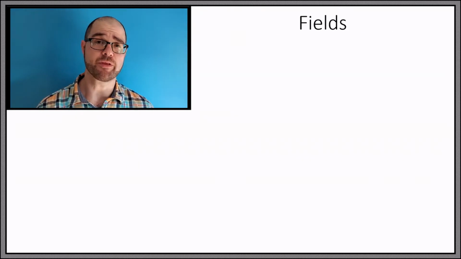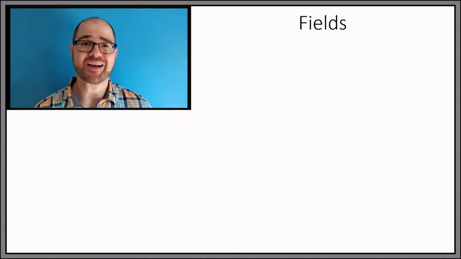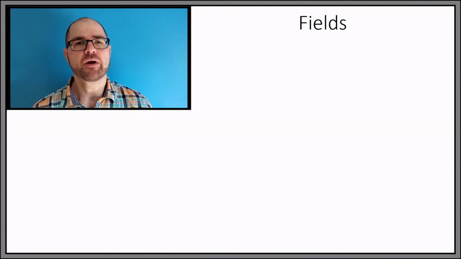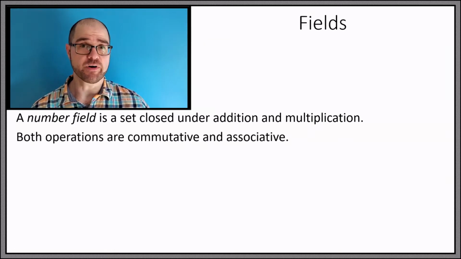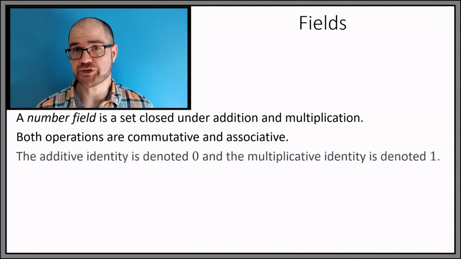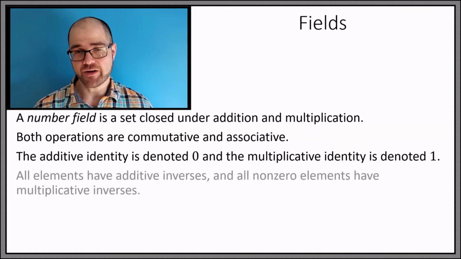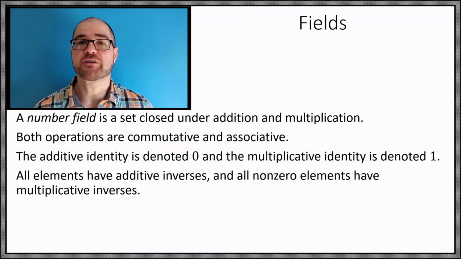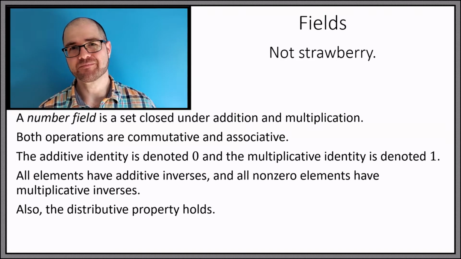So we can develop this broad definition of what a number field is, which is an abstract algebra flavored statement. We have to be closed under two operations, and they're both commutative and associative. Each operation has an identity that we usually denote with the standard symbols, and inverse elements exist for these operations, at least as much as they can. Throw in the distributive property and you've got yourself a number field, baby.